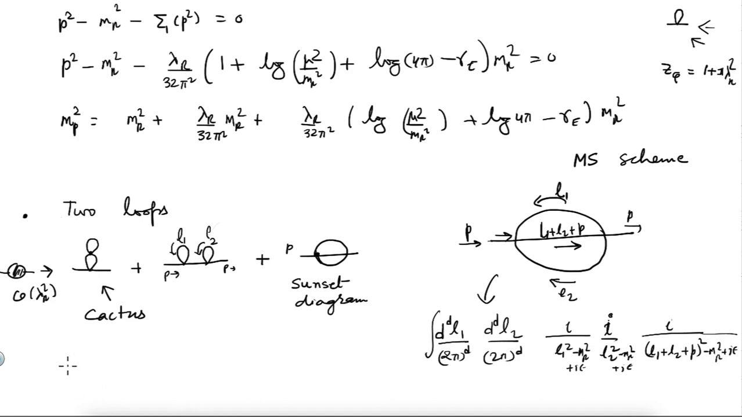Okay, so Z5 will have a non-vanishing order lambda r square contribution.